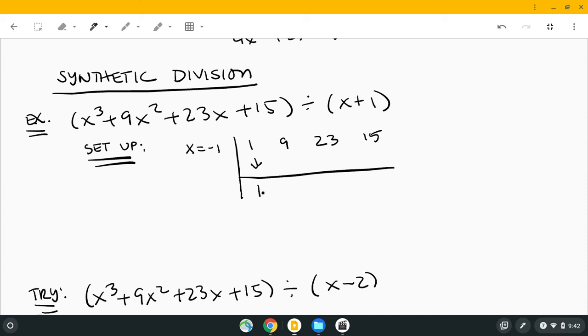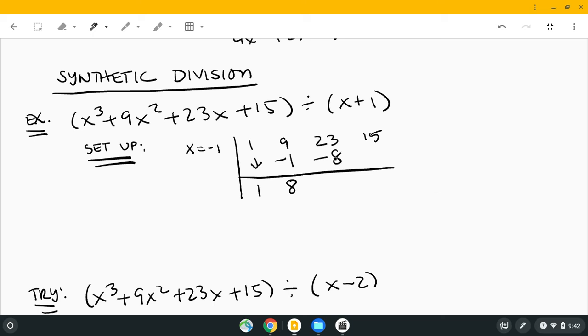Okay, and then you take the number that's below this line and you multiply it with this outside number. So 1 times -1, and I write the answer over here. 1 times -1 is -1. Okay, and then I combine these. 9 minus 1 is 8. Okay, and then I repeat the process. This number below the line gets multiplied by this. 8 times -1 is -8, and I put it here.